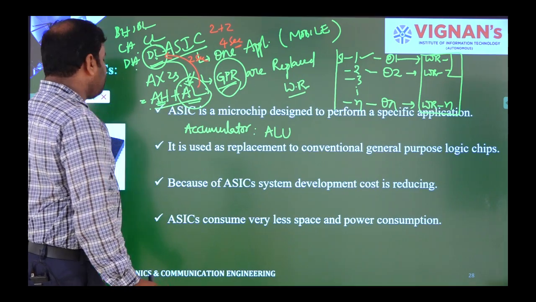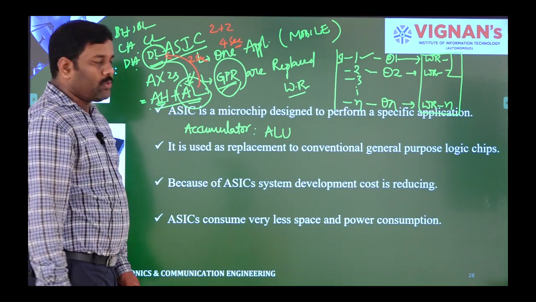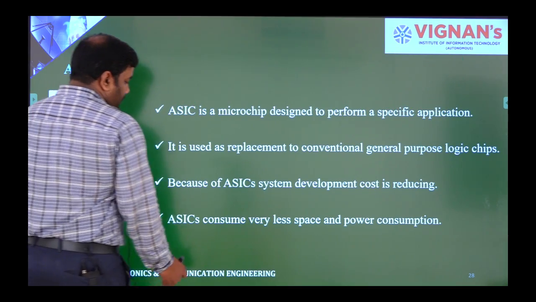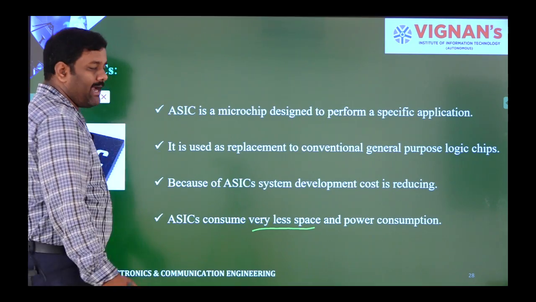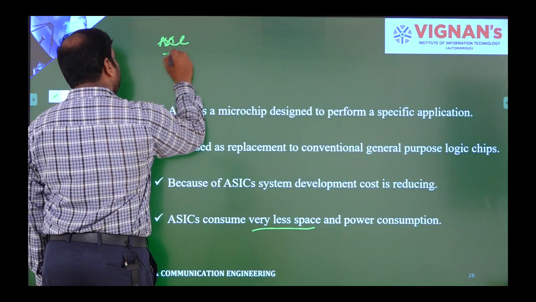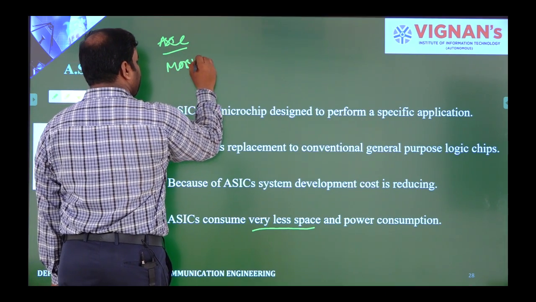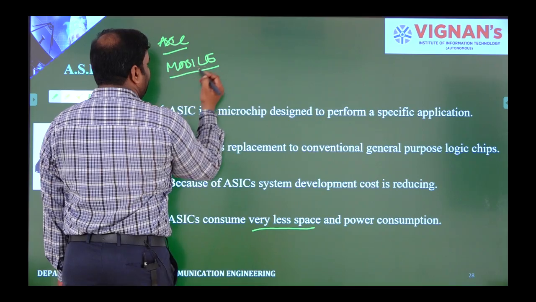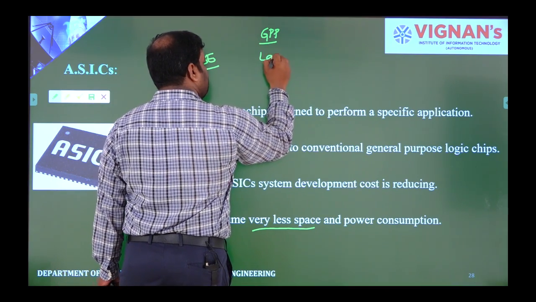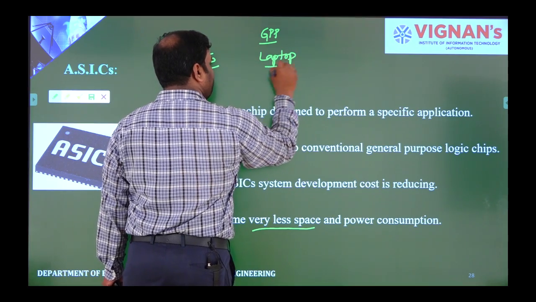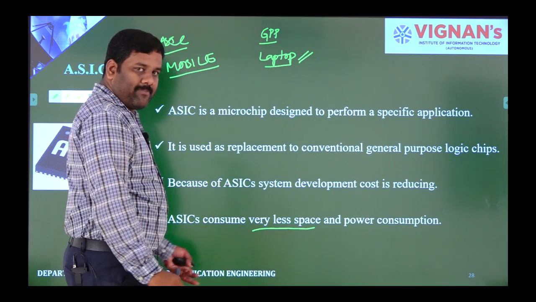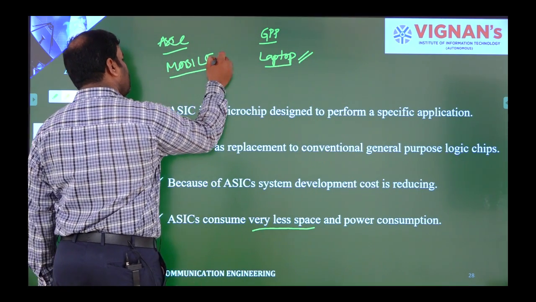But nowadays time and speed are the most crucial things. And the last one is very little space and power consumption. So ASIC I have considered as an example as mobile, like general purpose processors, GPP, I consider as laptop examples. Whichever operations can be performed using a laptop, the same thing is possible using a mobile.